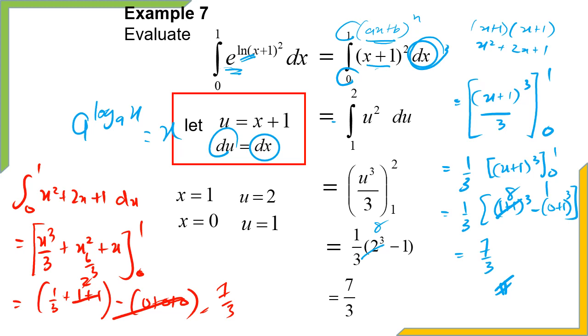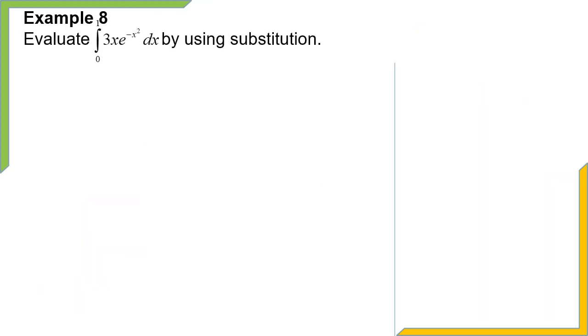Okay, so there are several methods you can solve for this type of question. Example 8. Okay. Now, read the question carefully. Evaluate the integration of 3x e to the power of negative x squared from 0 to 1 by using substitution. So, they ask you directly to use the substitution method. So you cannot use other methods.